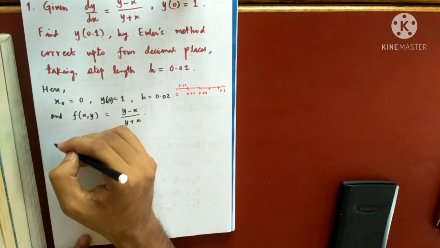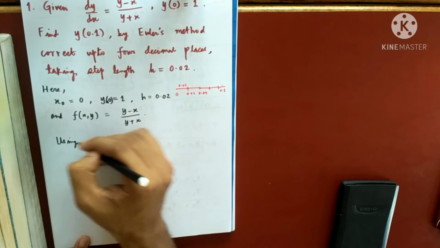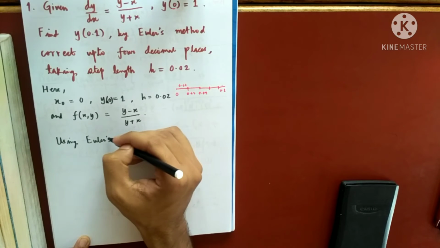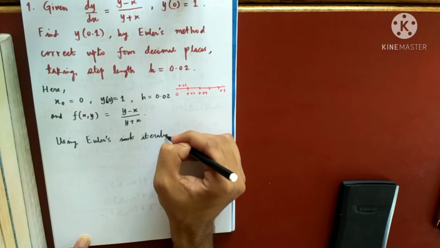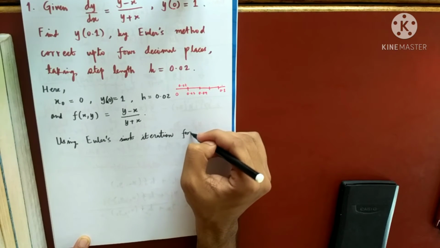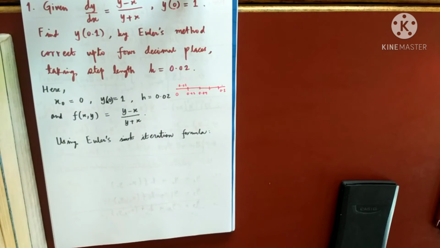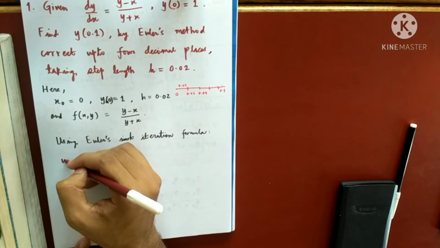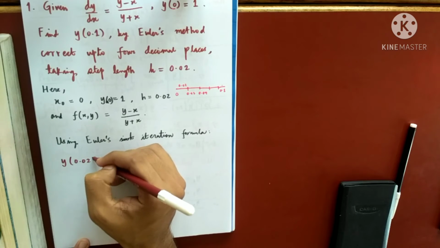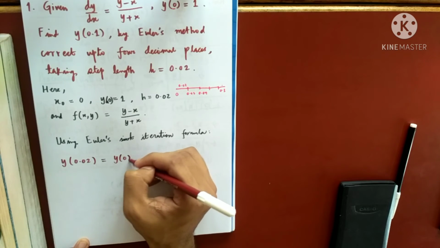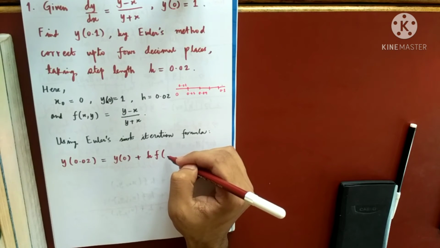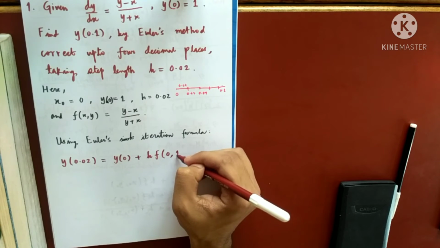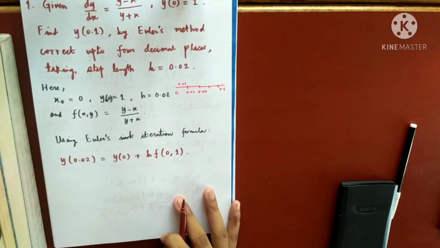So using Euler's iteration formula, just look at the formula. Okay, I will get the next value, which is y1. y1 means y at 0.02 is y0 plus h times f of x0, y0. x0 is 0, y0 is 1. Did you get my point? This is the first iteration.